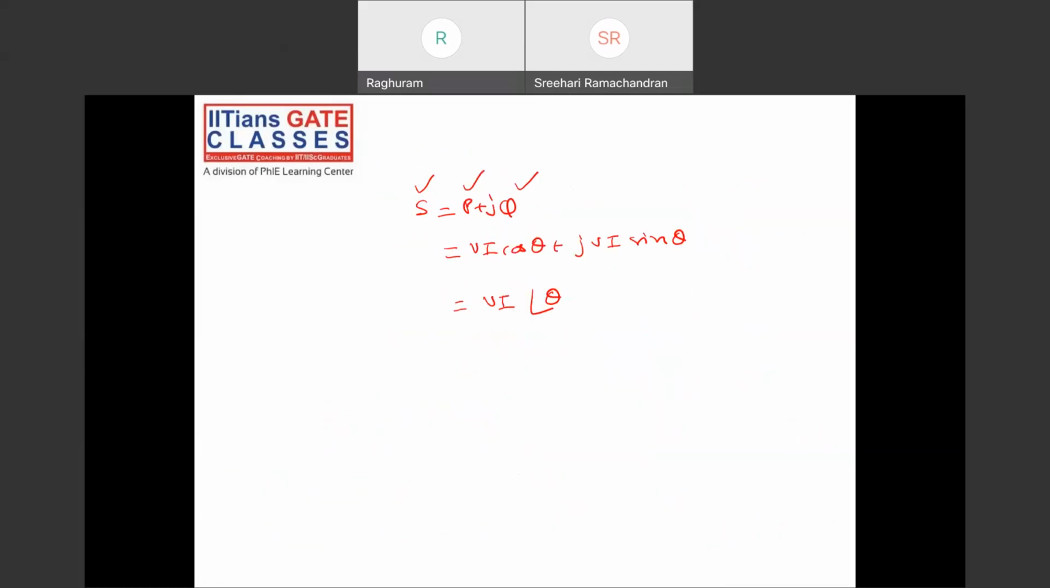As I told you, power factor is nothing but cos theta, and this can also be written as P by S. VI cos theta by VI gives you cos theta. So the power factor definition is active power by apparent power.